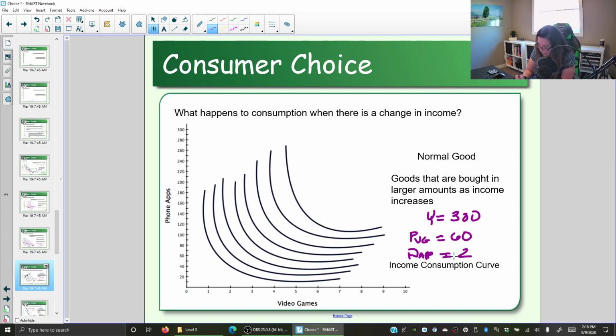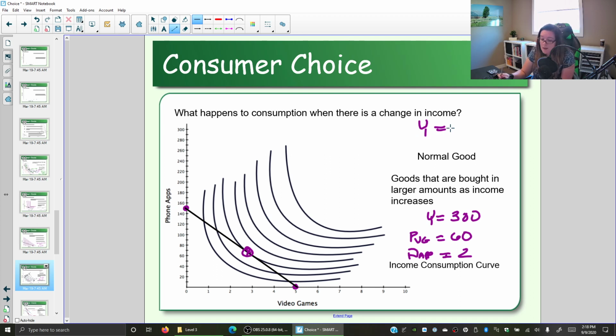So if we spent all $300 on video games, we could get 5. And if we spent all $300 on apps, we could get 150. Just add this line in here. And from there, we could find that optimal consumption point, right? That's what we did in our previous videos. Now, the question is, what happens when your income changes?